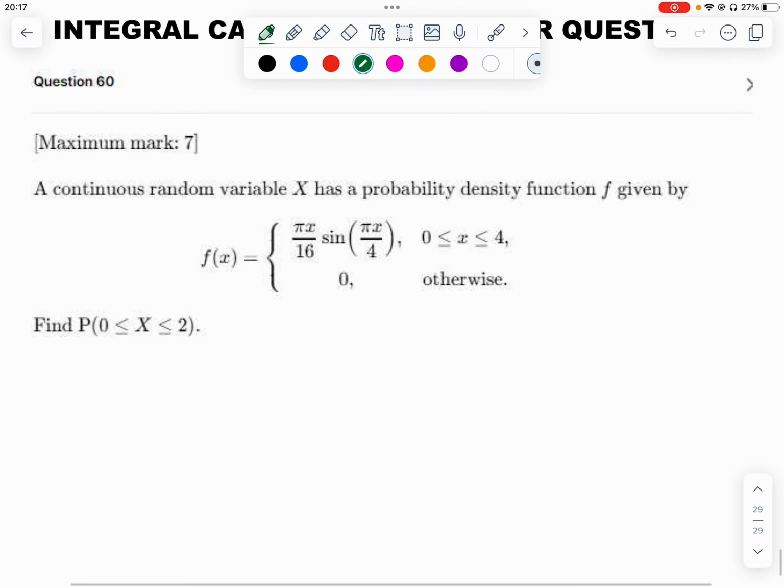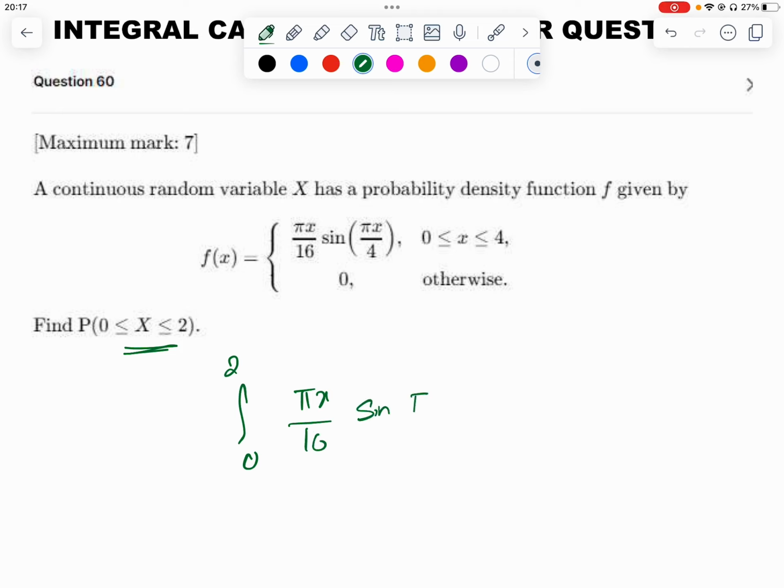Now finally, question number 60. A continuous random variable has a probability distribution function given. Show that f of x equals this. For this one, probability of x lying between 0 and 2 means you are going to find the integral from 0 to 2 of pi x upon 16 sine pi x upon 4.